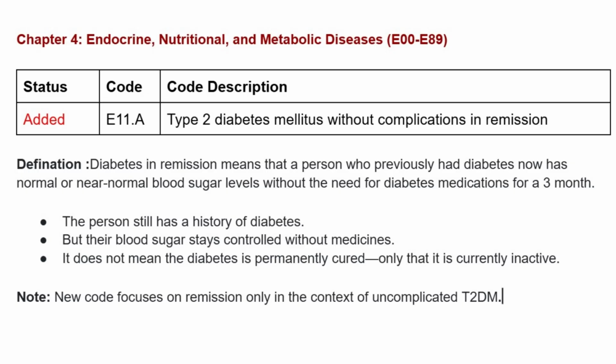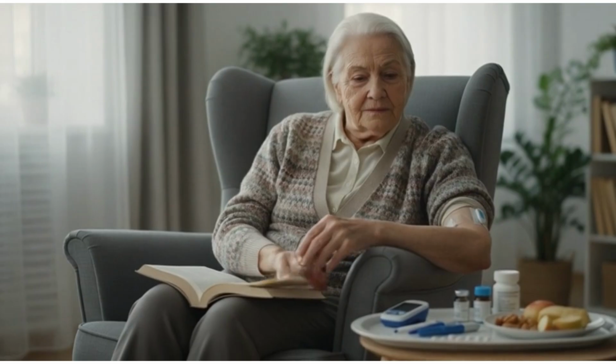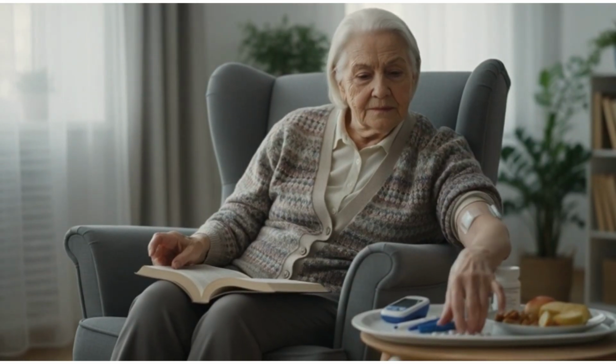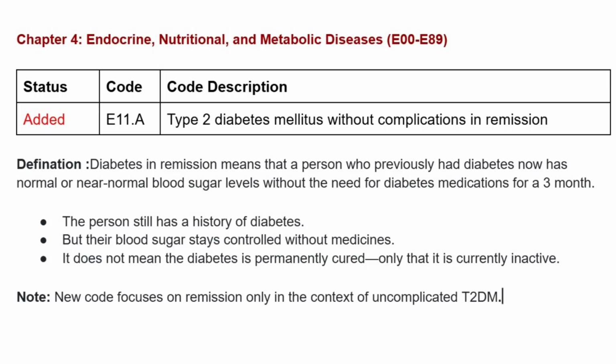So, what does diabetes in remission actually mean? It means a person who previously had diabetes now has normal or near normal blood sugar levels without taking diabetes medicines for at least 3 months. They still have a history of diabetes, but right now, their blood sugar stays controlled without any medication. This does not mean the diabetes is permanently cured. It only means the condition is inactive at the moment. And remember, this new code applies only to uncomplicated type 2 diabetes in remission.